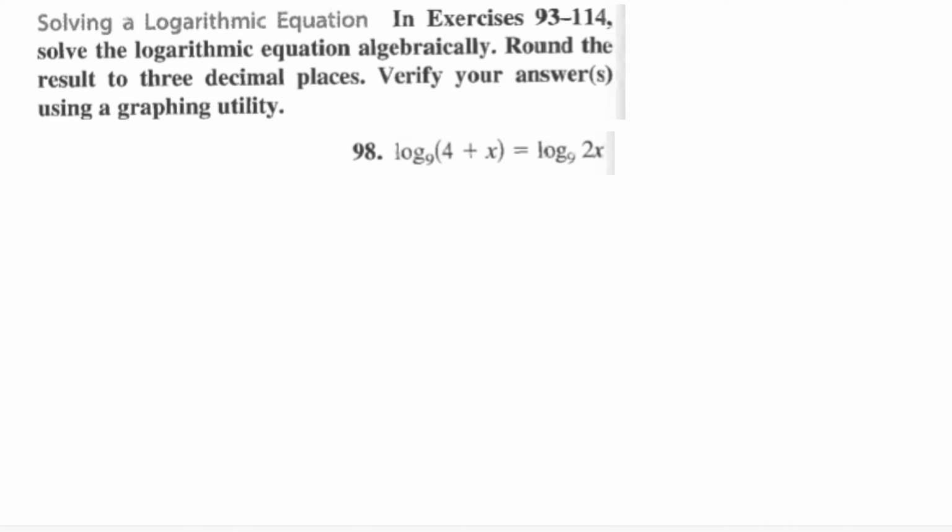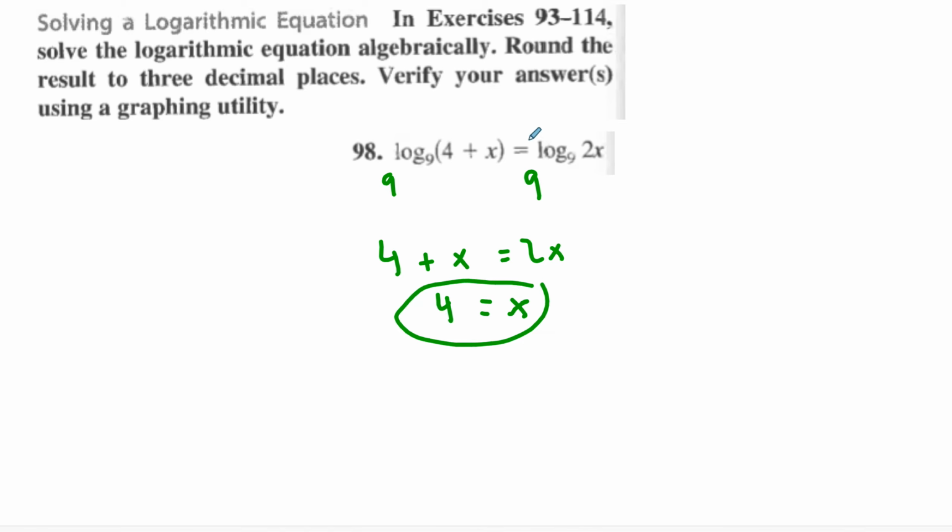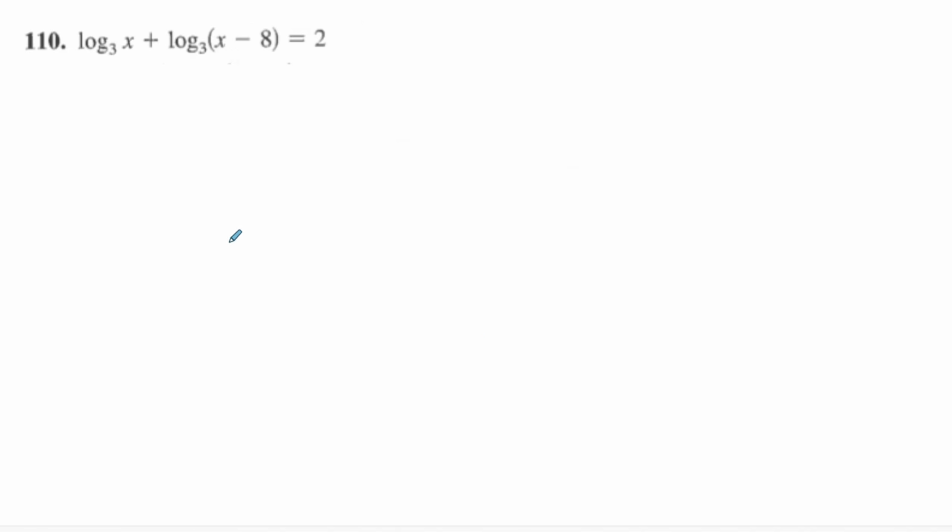All right. So same thing, solving logarithmic equations. How do we get rid of the log base 9? We exponentiate base 9, which gives us 4 plus x equals 2x. Subtract x from both sides, x equals 4. That is a positive 4. We look at this, 8 and 8. No extraneous solutions. We're done. Next.